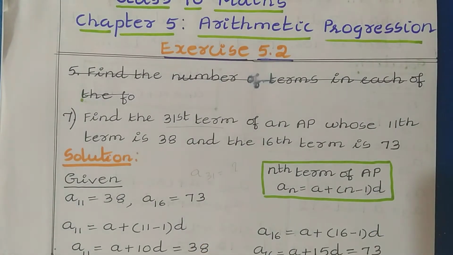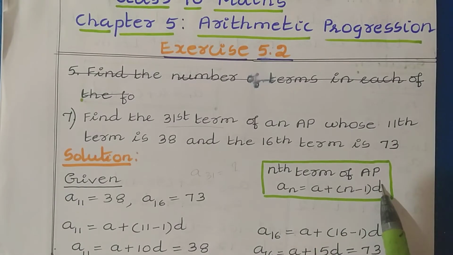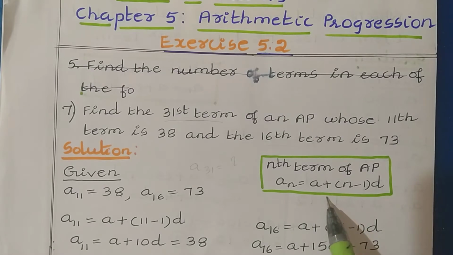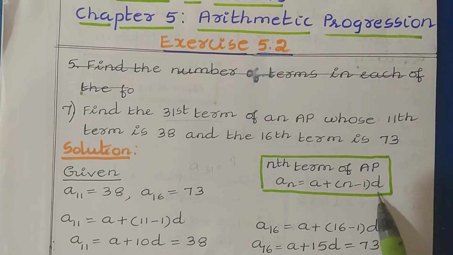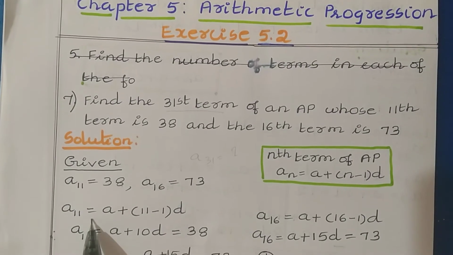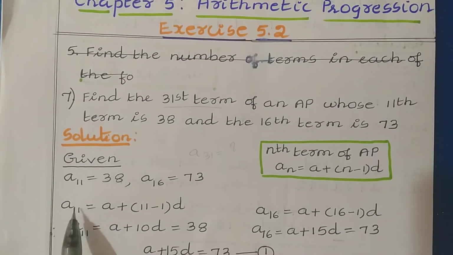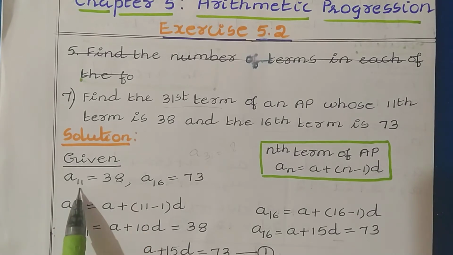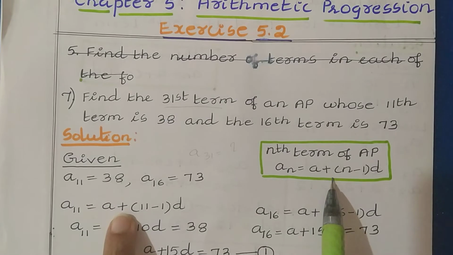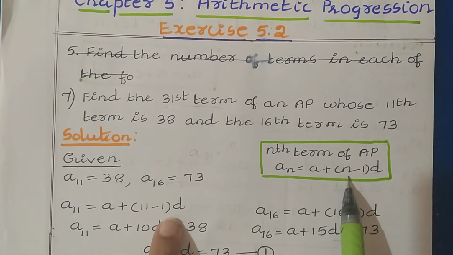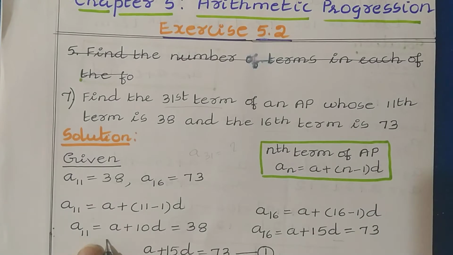To find the term, we have the formula for the nth term of an arithmetic progression: an is equal to a plus n minus 1 into d. This formula we have to apply to find the solution. First, they have given A11 is equal to 38, so here n value is 11. Let us substitute this value in this formula. Then we get A11 is equal to a plus 11 minus 1 into d. That is A11 is equal to a plus 10d. Here we know A11 is equal to 38, so we can write this is equal to 38.